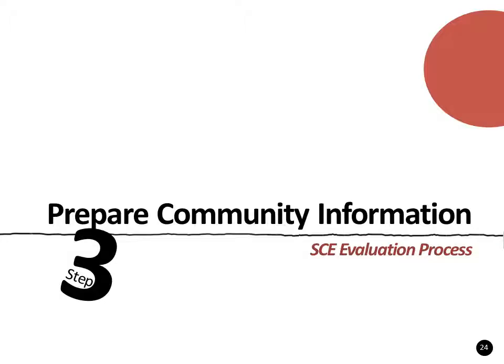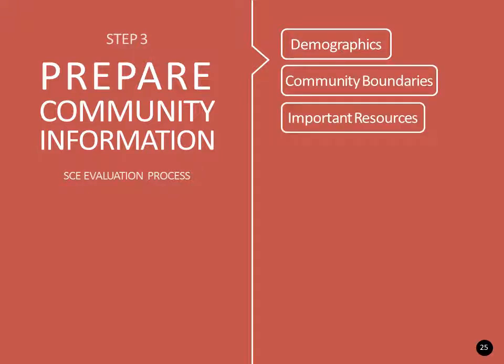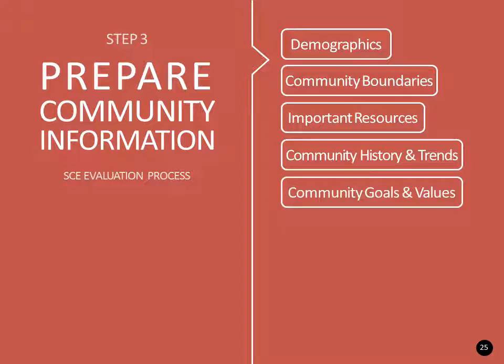The last step in preparation for SCE evaluation includes collecting additional data to support a thorough evaluation. Investigation of community characteristics in the study area is continued in Step 3 by collecting data about demographics, community boundaries, important community resources, community history and trends, and community goals and values. Collection of community information begins in the project planning phase and is updated in subsequent evaluations as necessary to sufficiently evaluate any unresolved SCE issues.